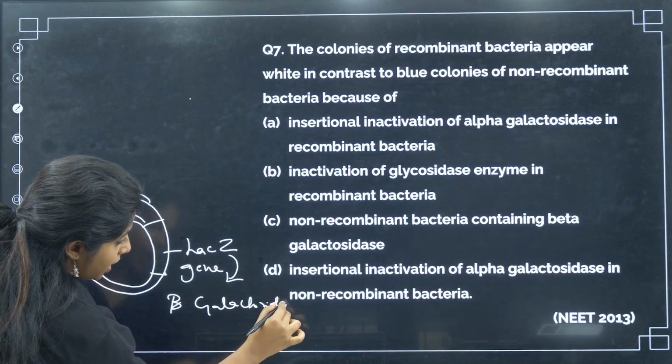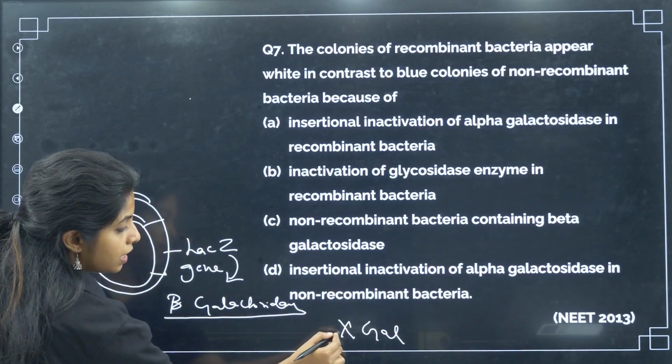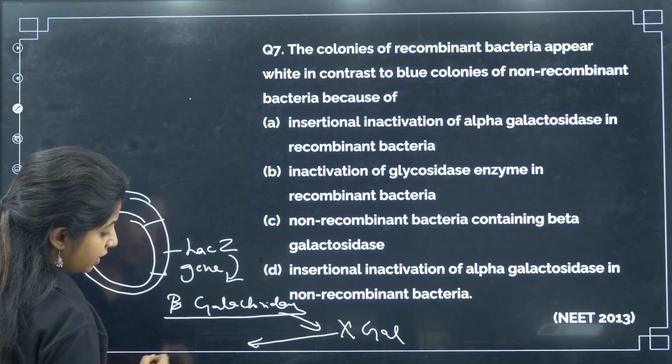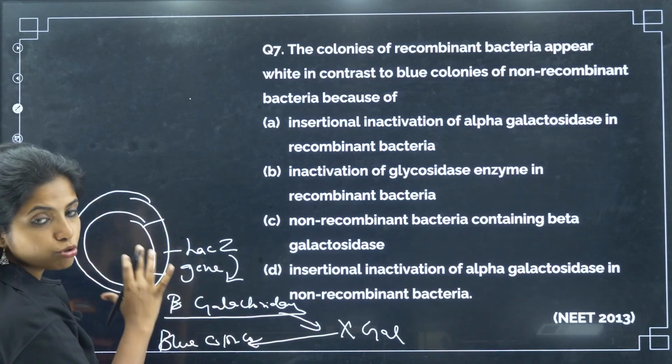So it is still coding for that. And now when I put X-gal, a substrate that could give color, it reacts with it and gives blue color colonies. This is the usual scenario.